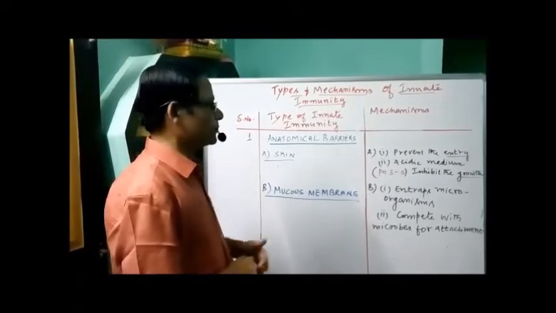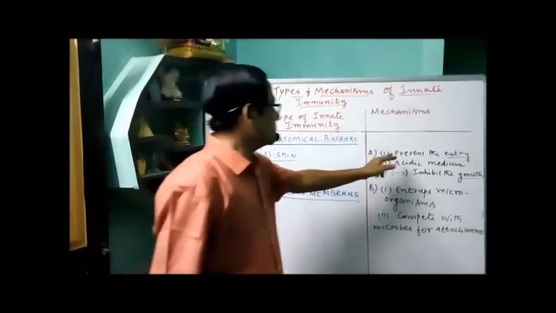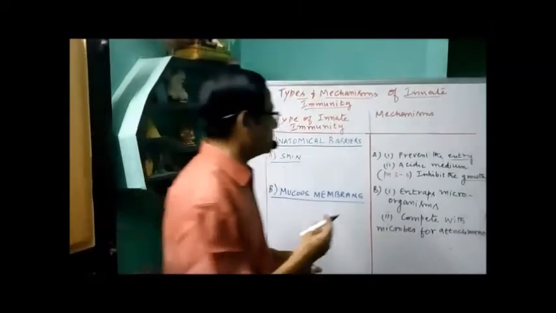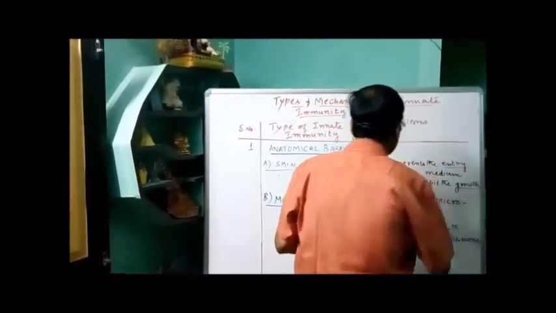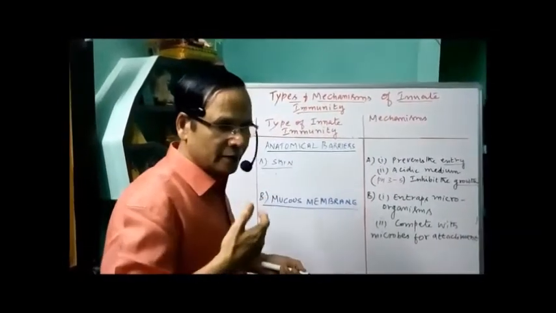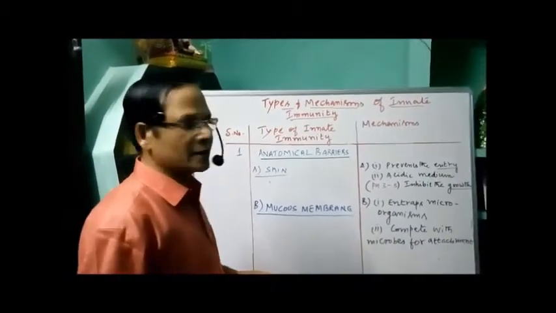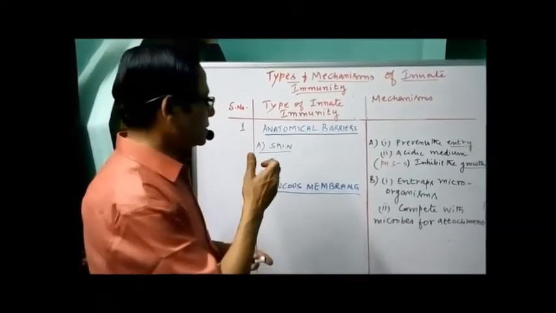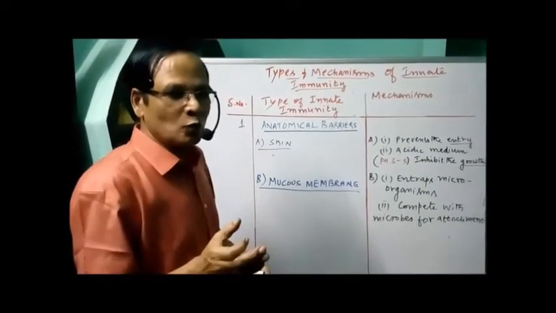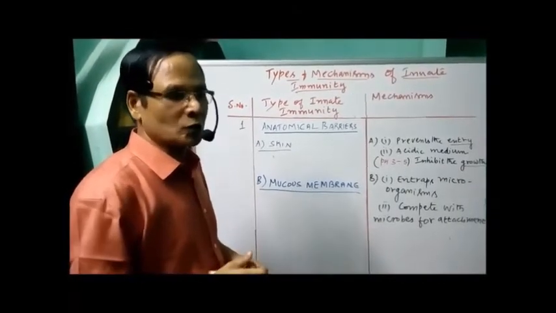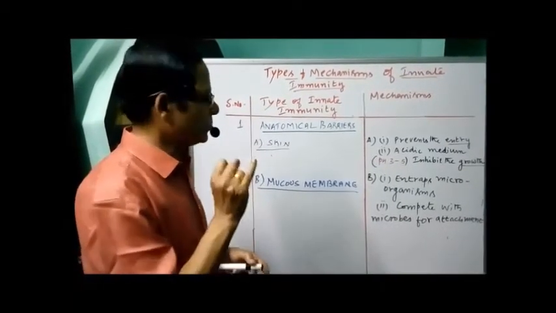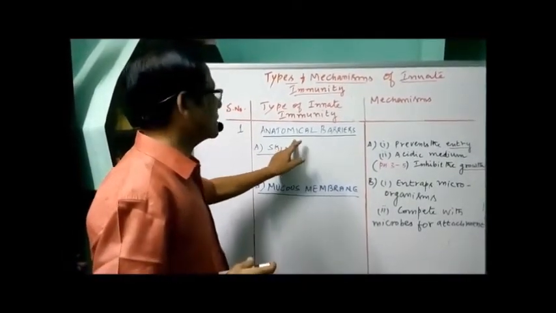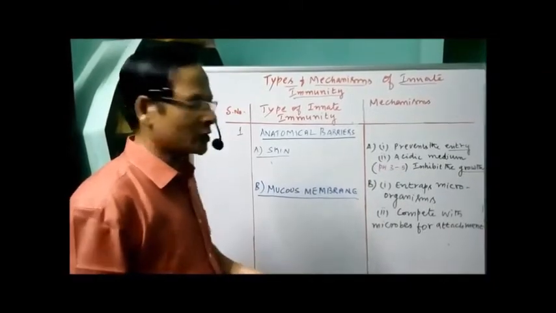Now what is the role of skin? Number one, it prevents the entry of microorganisms into the body, acting as a barrier. Secondly, its surface has an acidic medium, with pH ranging from 3 to 5. That suppresses or inhibits the growth. One prevents entry, number two inhibits growth. That's the role played by skin as an anatomical barrier. Anatomy, you know the various structures.